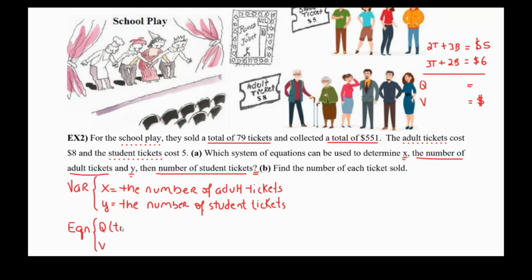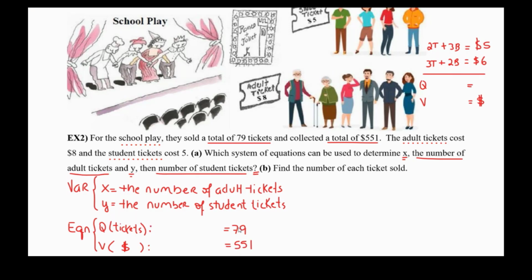The first quantity, okay, is going to be tickets. These are the things that I'm going to buy. And according to the problem, there's a total of 79 tickets bought. The second equation has to do with money. In other words, the total amount of money that I spent. And according to this problem, there was a total amount of $551 that was collected in this case.